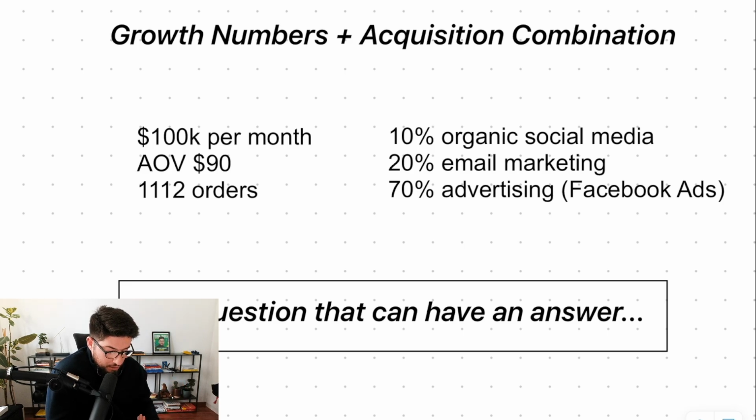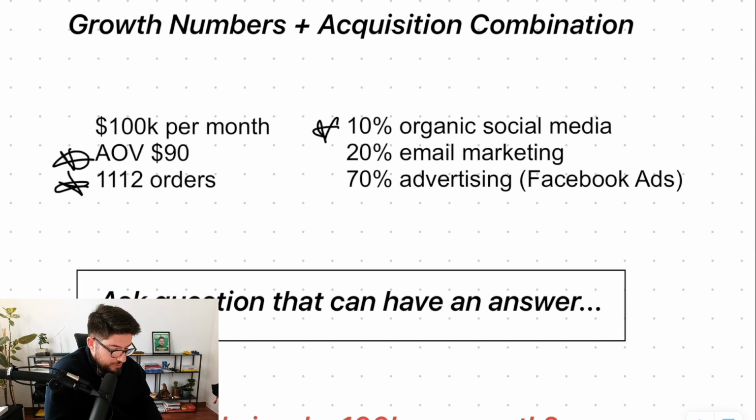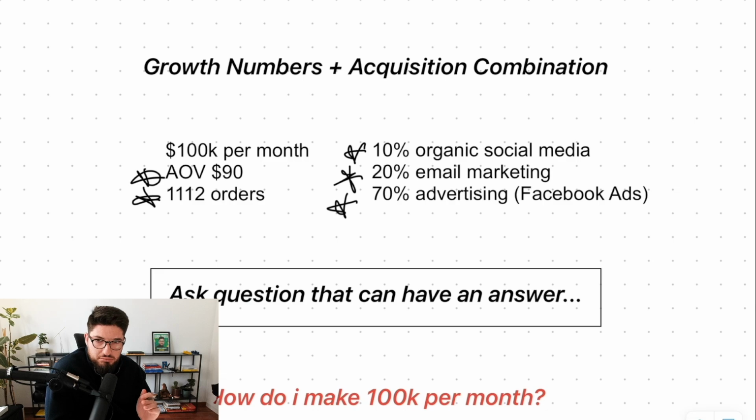I would say if you want to get to 100K per month, try to have a high AOV, at least higher than $50. With an AOV of 90, we're going to have to produce 1,000 orders, more or less. And then I want to have 10% of my orders from organic social media. It's nice, it's good, it's free, no paid, etc. 20% from email and 70% from ads. Unless you have a huge database, more than 20% from email is just not realistic. So this will be my stack to go to 100K.